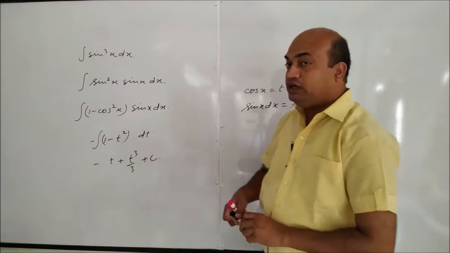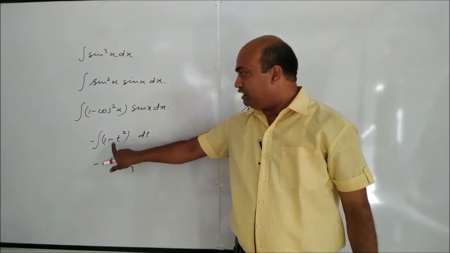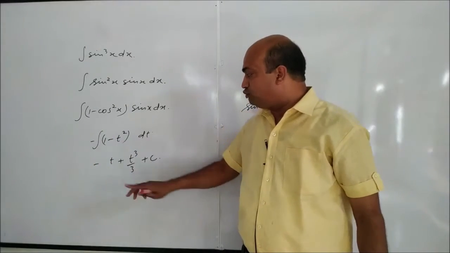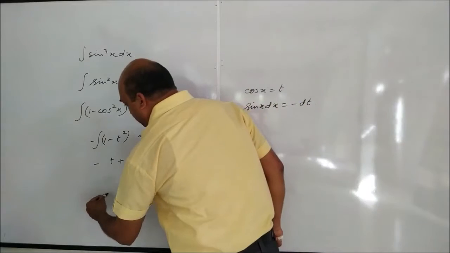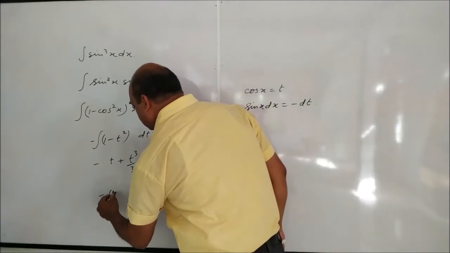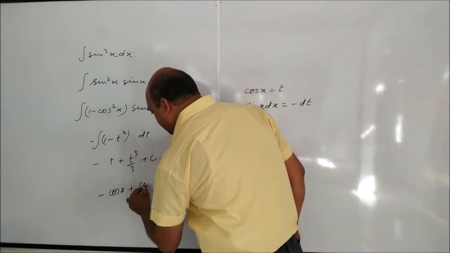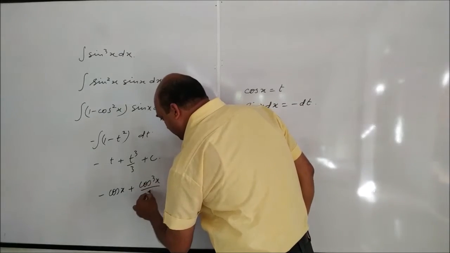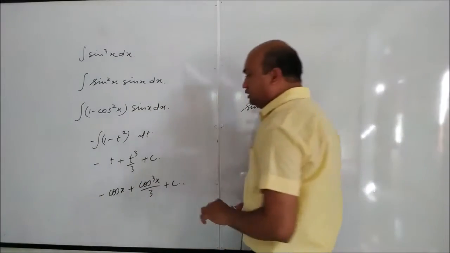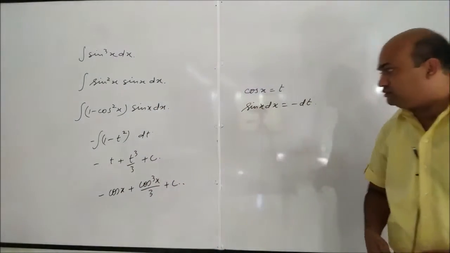The integration of 1 is t and integration of t square is t cube by 3. Now what is t? T is cos x. So minus cos x plus cos cube x by 3 plus c, the final answer.